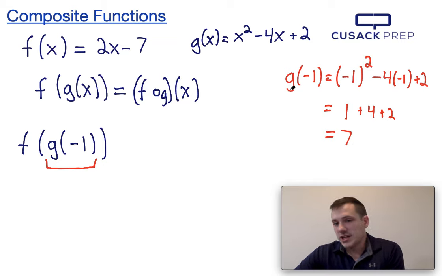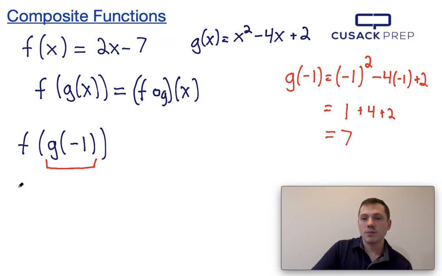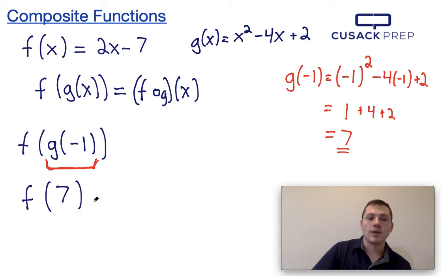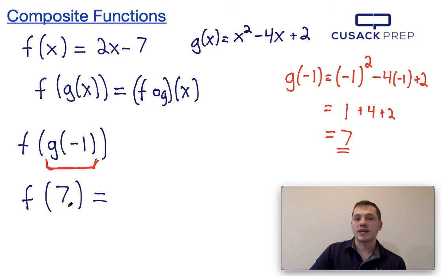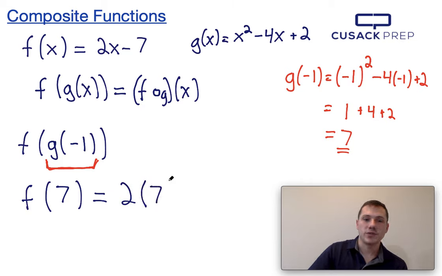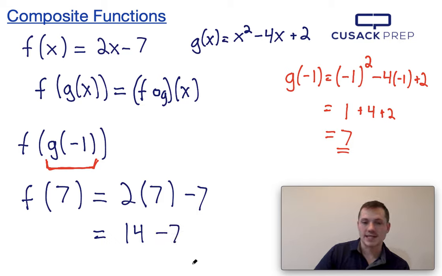Now that we've determined that g of -1 is equal to 7, we can replace the inside part of this function with that value. So instead of f of g of -1, what is f of 7? Well, f of 7 simply means that we replace x with 7 in the f of x function. So instead of 2 times x minus 7, we're going to have 2 times 7 minus 7. Following order of operations, we would end up with 14 minus 7, which is just equal to 7.